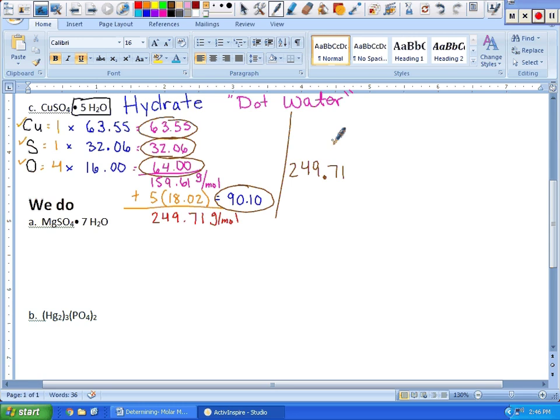All right. So will someone please tell me what the percent of copper is? 26%. Will somebody tell me what sulfur is? 13%. What about oxygen? That's right. That kind of confused me for a second. And then the last one. 33 or 36? 36. You would do 63.55 divided by 249.71.